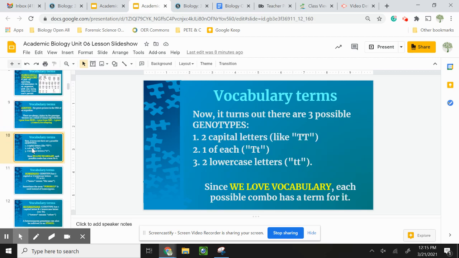When we're thinking about those 2 letters, you're either going to have a capital or a lowercase. 2 capital letters could be like a big T, big T. You could have one of each. Mom gives you a big T, dad gives you a little t. Or you could have 2 lowercase letters, little t, little t. Of course, we're going to assign some more scientific language to capital and lowercase. So let's move on.